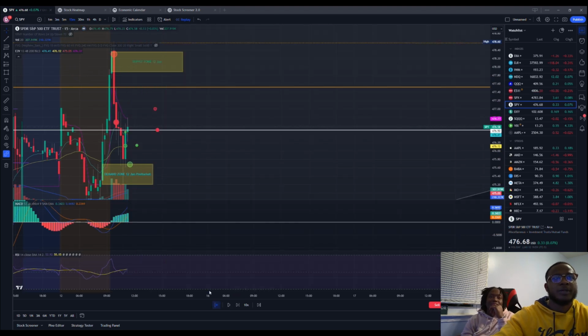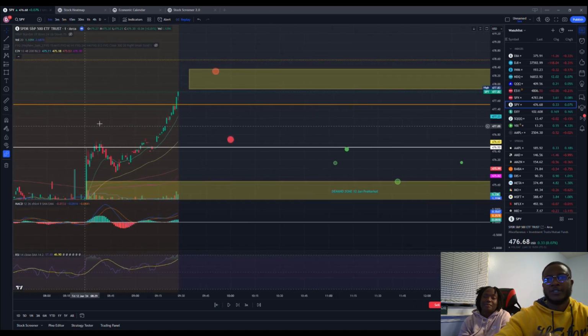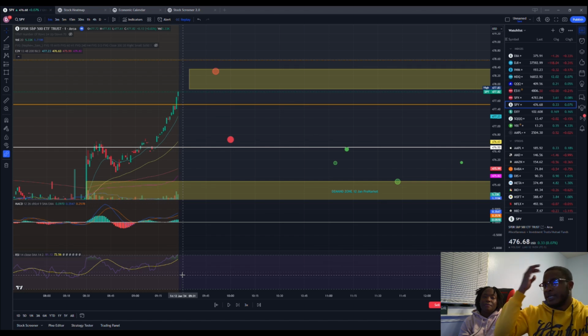Hold on, I wasn't expecting to take off that fast. All right, here we go. So it's zoomed in because it's the 1 minute now. Everything's still the same. I'm sorry, the last thing at the very bottom is the RSI. This is the relative strength index, and what this tells you is if a stock is overbought or oversold.